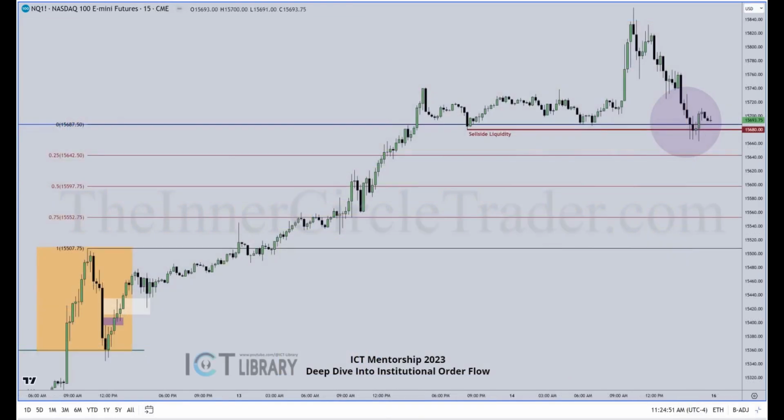Back on the 15-minute time frame. So what happens once we clear this balanced price range here? Remember, we hit the bullish breaker line here. We had all these inefficiencies in here. What happens when we get above it? What can we do now?